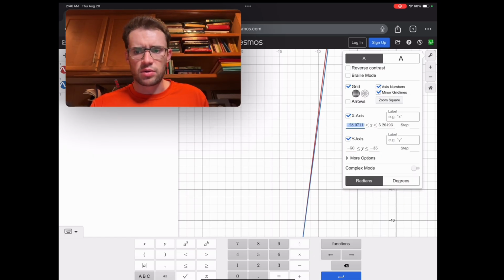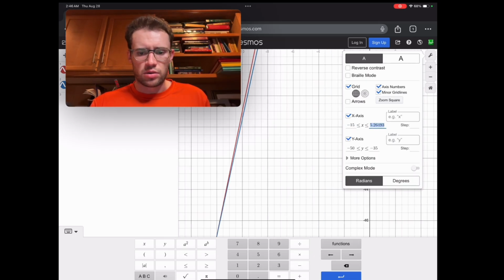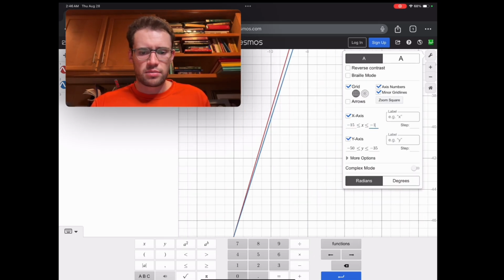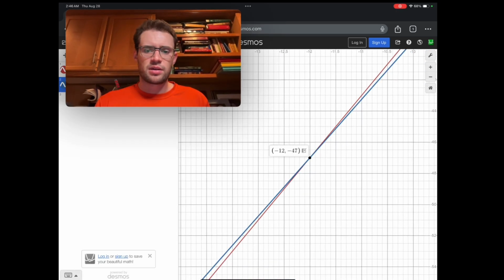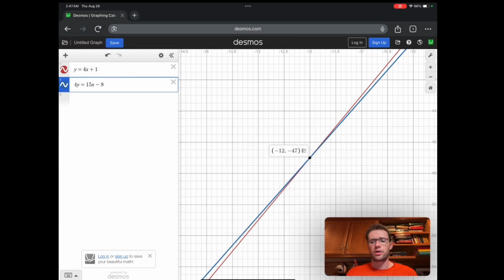And then for this one, let's go from negative 15 to negative 10. Right, so you can see right there, and they still seem really close together. But I guess they just have very similar slopes. So when you graph those, that's negative 12, comma, negative 47 for your point of intersection.